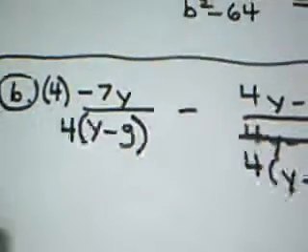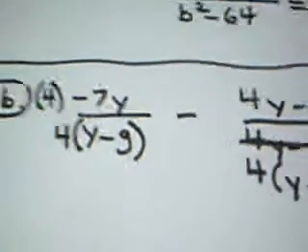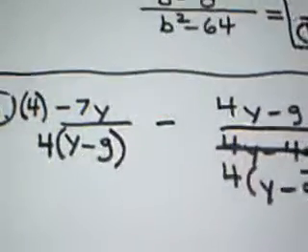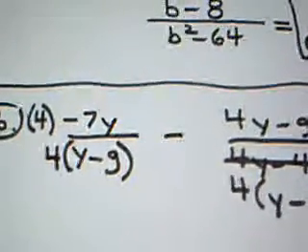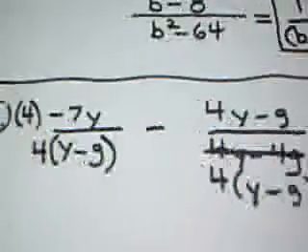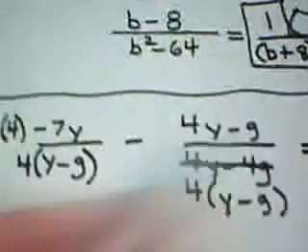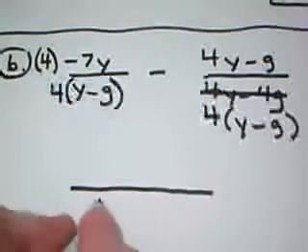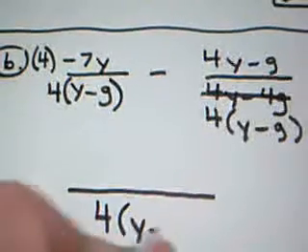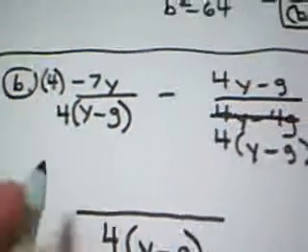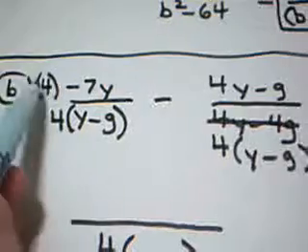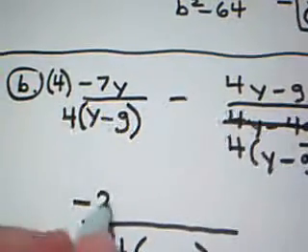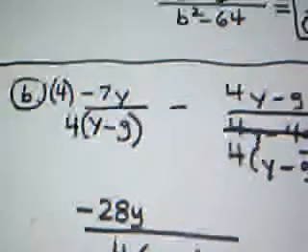Let's pretend you lived in an apartment building. If your downstairs neighbor got new carpeting, you know darn well that you would want new carpeting. So what you do downstairs, you better do upstairs with fractions. Okay, let's continue. My denominator is now the same, 4 times the quantity y minus g. So we work with the numerators. 4 times negative 7y is the opposite of 28y.